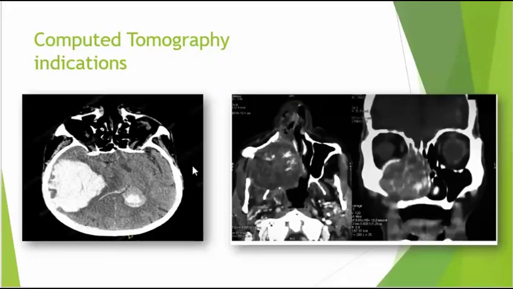CT scans are used in diagnosis of intracranial hemorrhage or masses. As you can see in this axial slice, we have the area highlighted as a radiopacity. This is the area of intracranial hemorrhage, and this is the normal brain. Also, it is used for diagnosis of maxillary sinus diseases. As you can see in this coronal slice and this axial slice, there is a mass in the maxillary sinus. Later on, after biopsy, this mass was diagnosed as a tumor. Also, we can know the staging of this tumor by measuring the size of the mass.